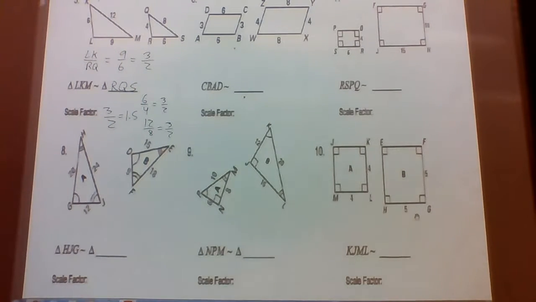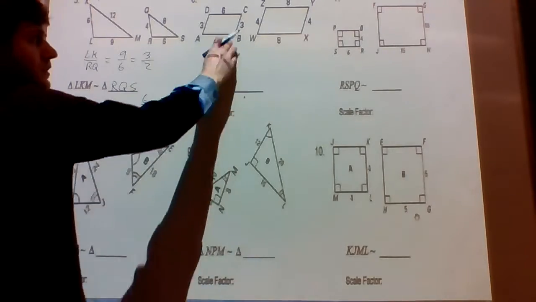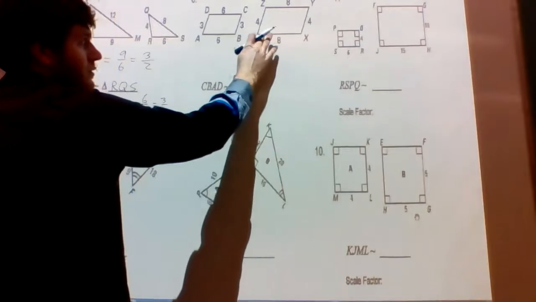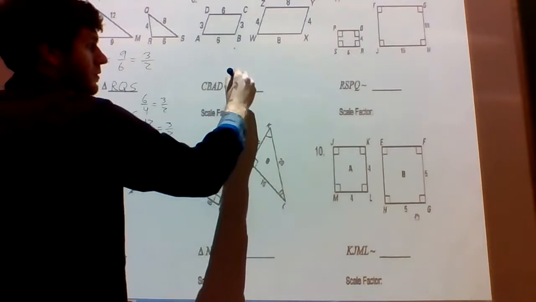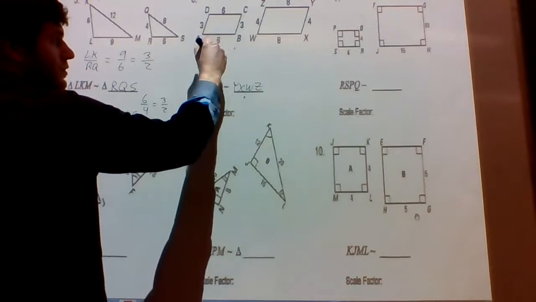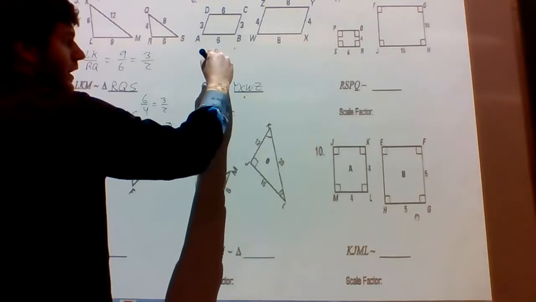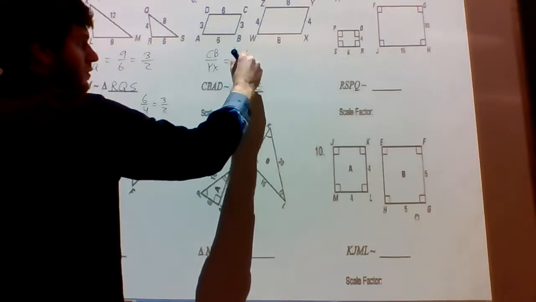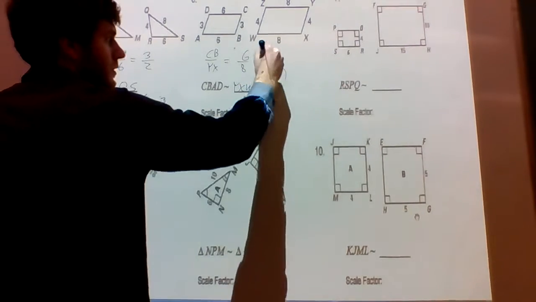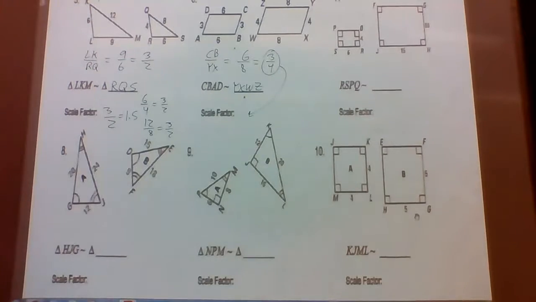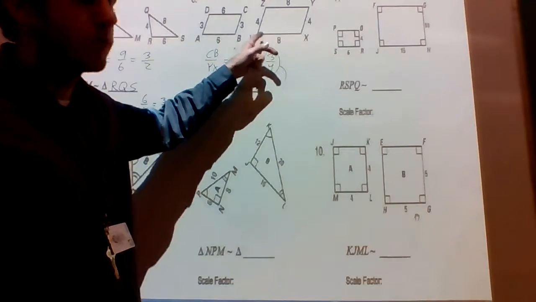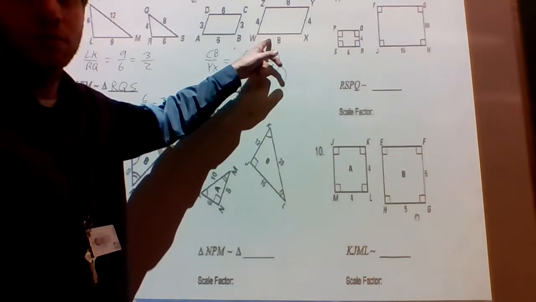Okay. Number 6. CBAD is going to line up with YXWZ. Okay, scale factor, let's just do the first one, CB over YX, which is 6 over 8, which we reduce to 3/4. Okay, that's our scale factor. This triangle is 3/4 the size of this one, or 0.75 times the size of this one.